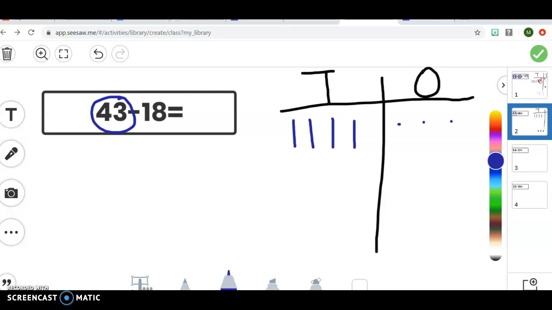Okay, so now we're ready to subtract 18 from 43. Well, let's look at 18. How many ones are in 18? Did you say 8? You are correct again. But wait a minute, we don't have enough ones there. I wonder where we can get some more ones from.